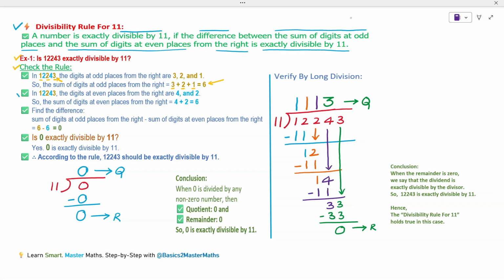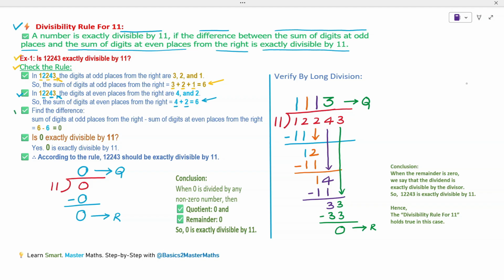Step 2. In 12243, the digits at even places from the right are 4 and 2. So, the sum of digits at even places from the right equals 4 plus 2 gives you 6.